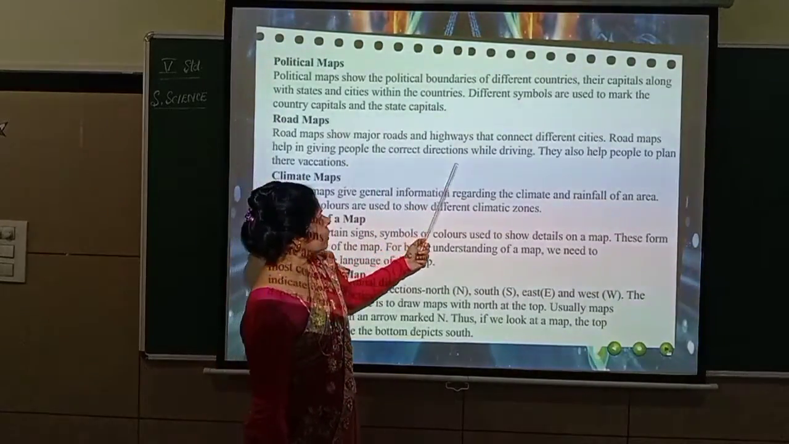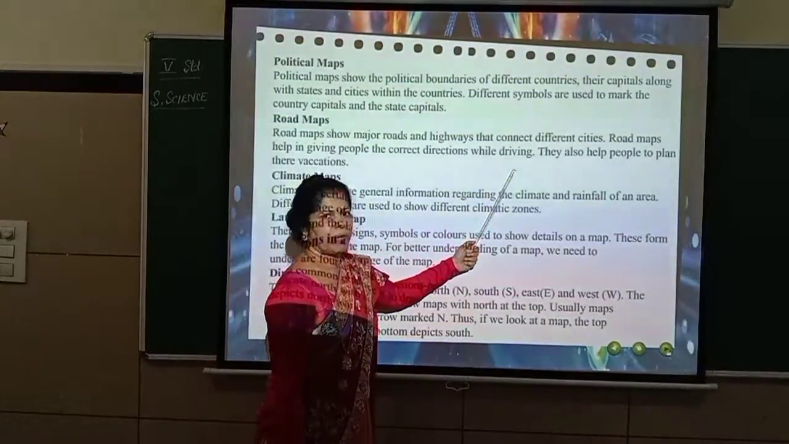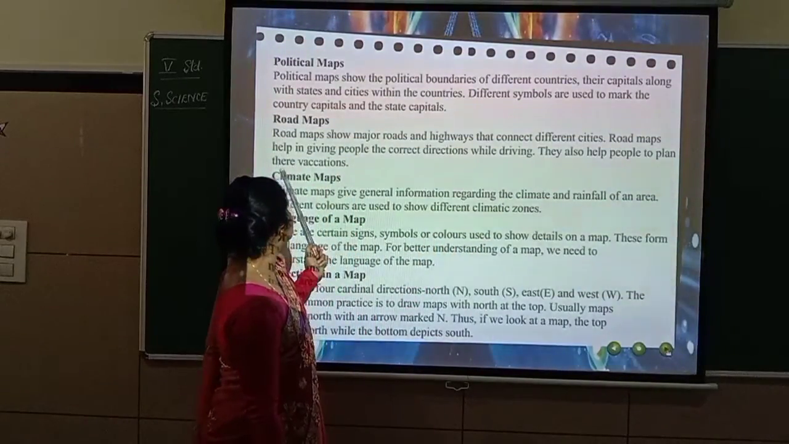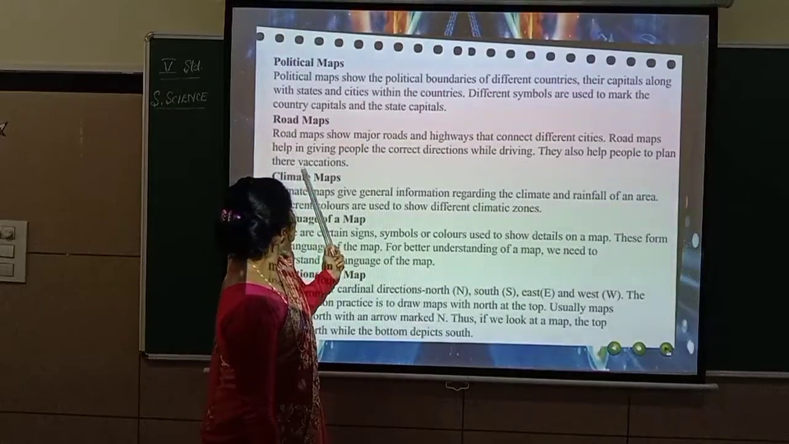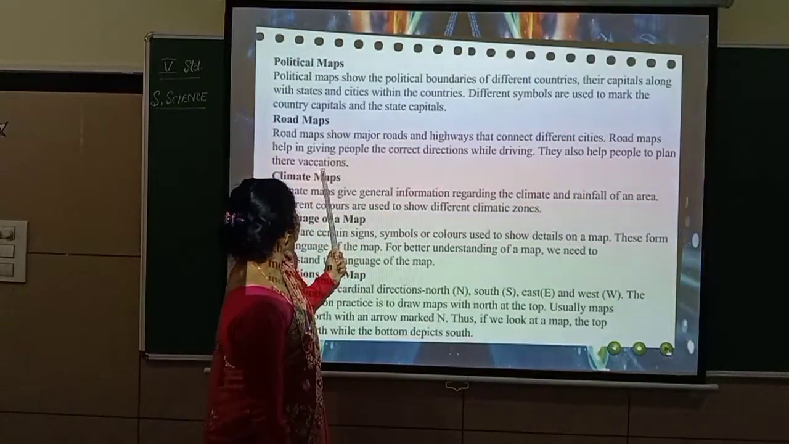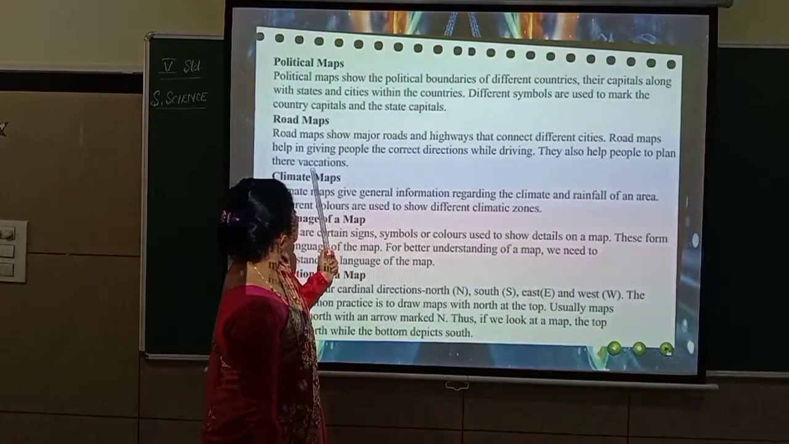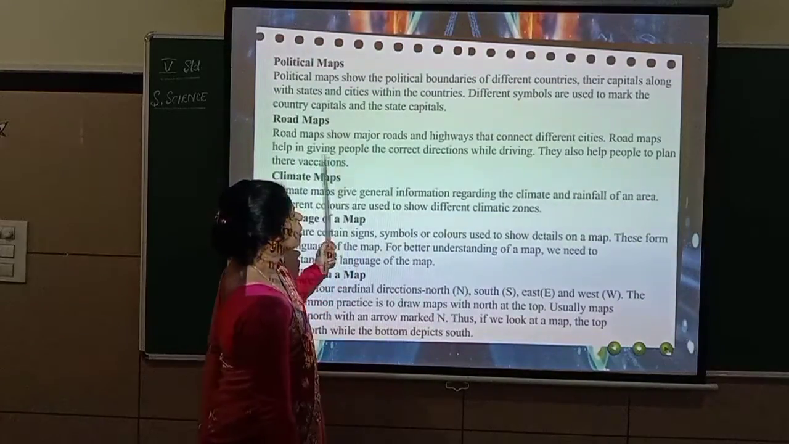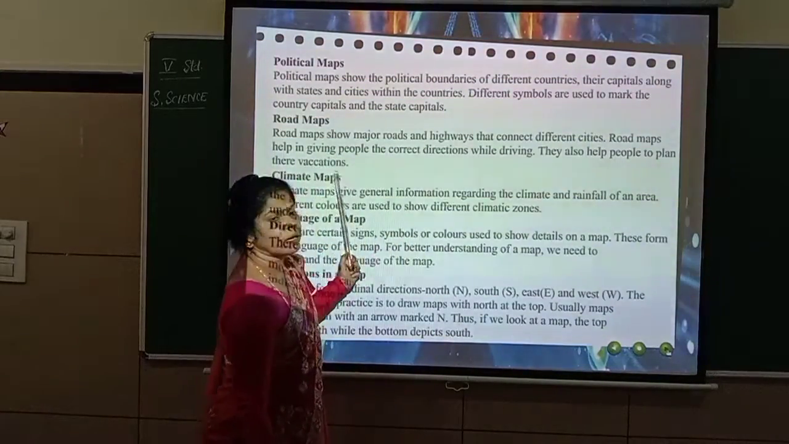People the correct directions while driving. They also help people to plan their vacations. Vacations, so it is only one single C. So they also help people to plan their vacations.